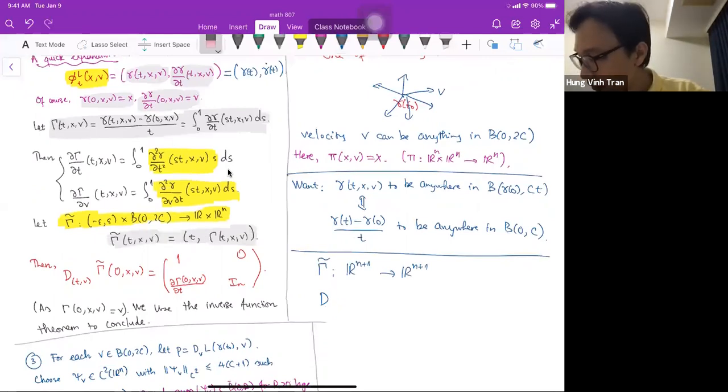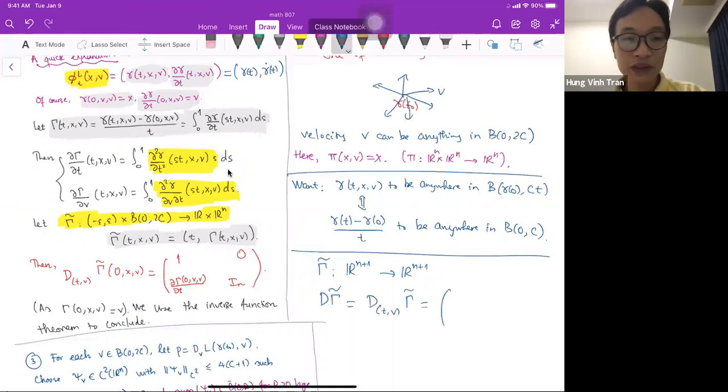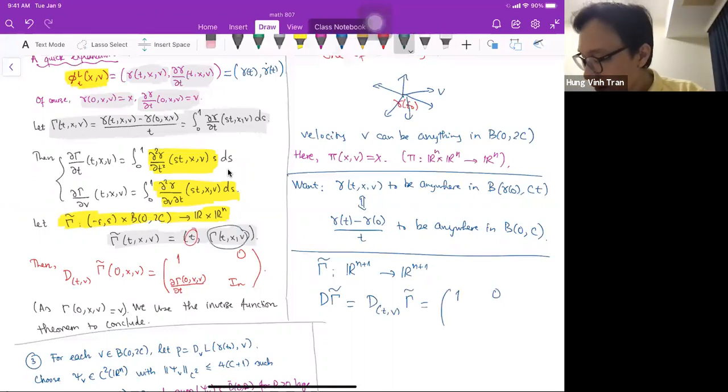Maybe let me write in a better way. D of gamma tilde is d in t and v of gamma tilde. So you just differentiate it in x and v. If you differentiate the first slot, which is t, if you differentiate t in t, you have 1. Differentiate t in x, you have 0. Then for the next slot, when you differentiate gamma in t, you have del gamma over del t, no big deal. And then you differentiate gamma in v, you have del gamma over del v at 0 x v.